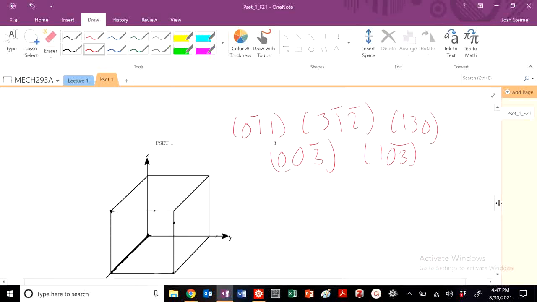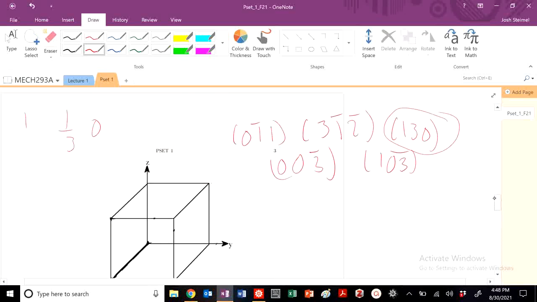Good. So I'm going to do this one first. Those are my hkl indices, and my intercepts are the inverse. So my x-intercept is 1, 1/3, and 0.